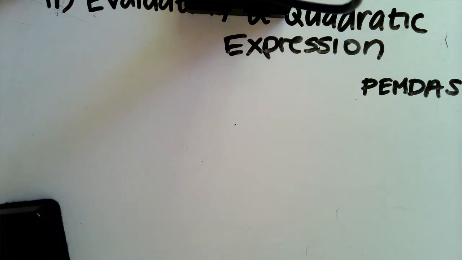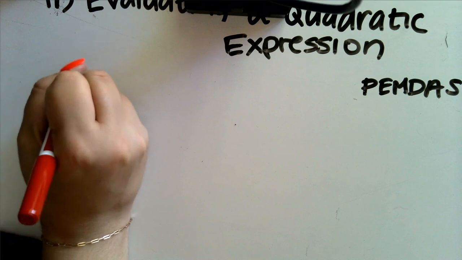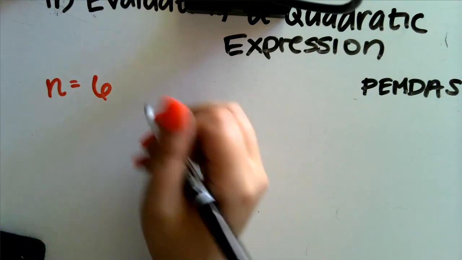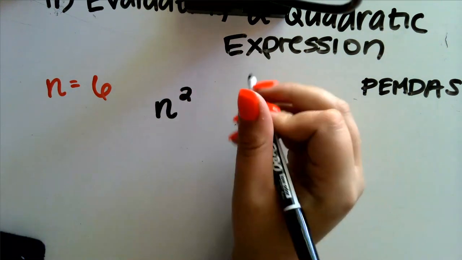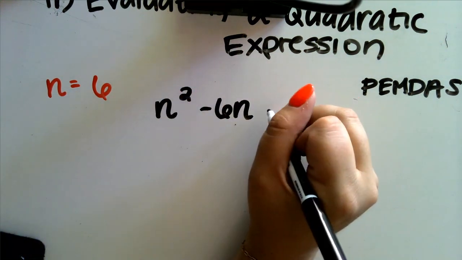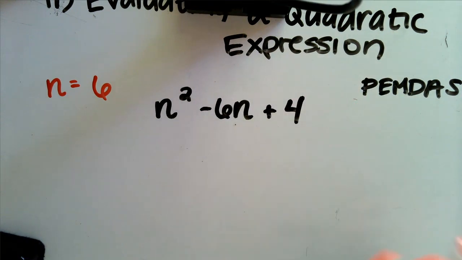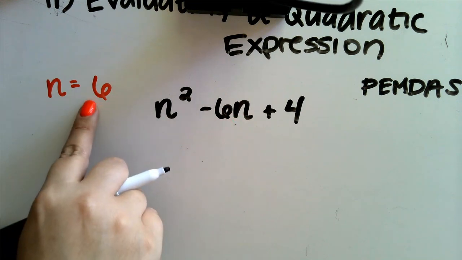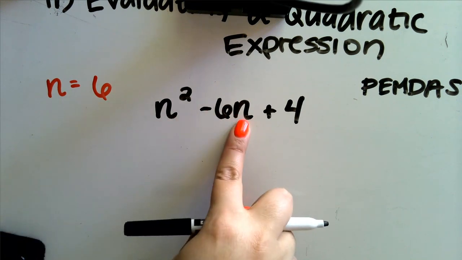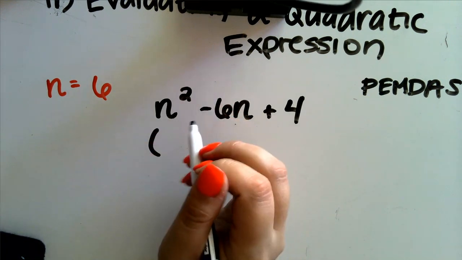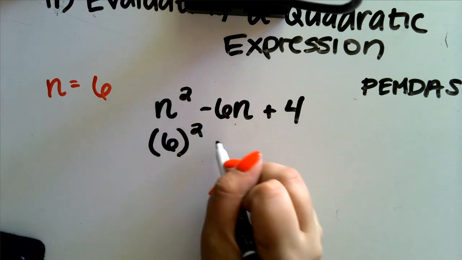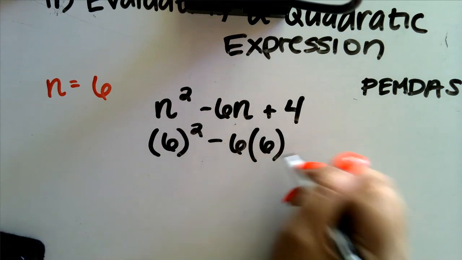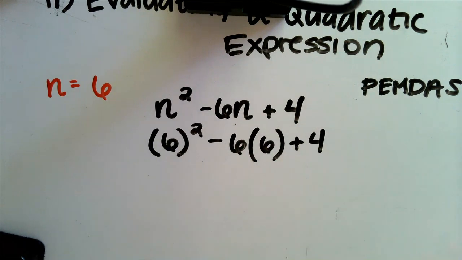This time, though, we are going to be working with the variable n, and we're going to say that n is equal to 6. I'm going to go ahead and write out our expression of n squared minus 6n plus 4. So same thing again, I see two instances of n, so I'm going to have to replace this n with its value of 6 once, twice. Let's go ahead and do that. I'm going to substitute in 6, we're going to square it, minus 6 again, times that value of n, which also happens to be 6, plus that 4.